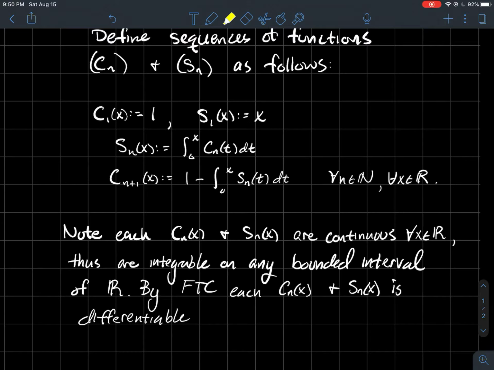So what can we do? Well, by the fundamental theorem of calculus, each one of these, think about, could I differentiate that? Well, if the thing you're integrating was continuous, then yes, you can differentiate.